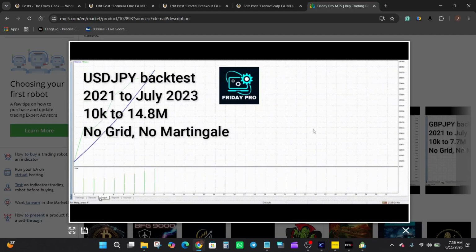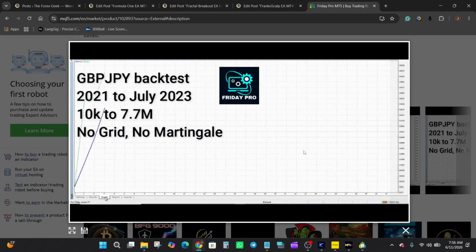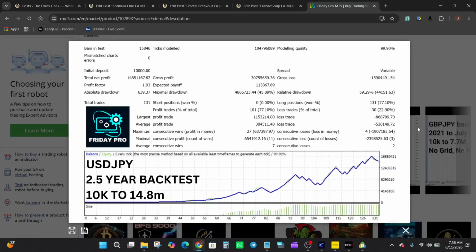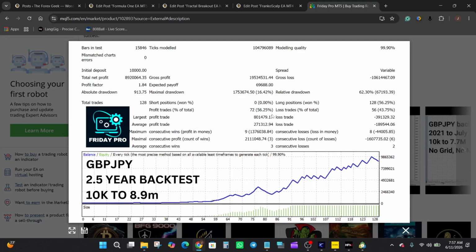And let's just also look at these backtested results. USD JPY 2.5 year backtest, 10K to 14.8 million, 131 trades, about 77.1% profitability out of those 131 trades. All right. Nonetheless, it is important to avoid making assumptions about historical performance. Past performance does not guarantee future results.